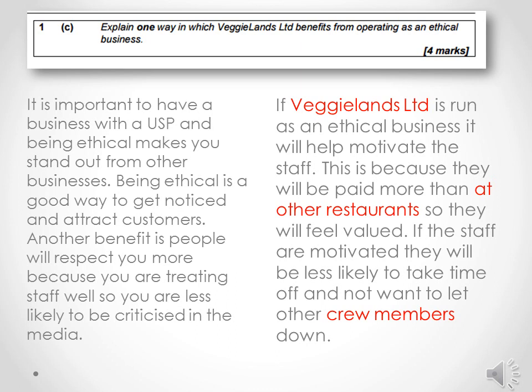Within the case study, staff are referred to as crew members. So by doing 3 simple things, naming the restaurant, highlighting the fact that the industry it's working in are restaurants, and then using something like crew members as opposed to employees, it is linking, it's explaining it in relation to Veggie Land. The one on the left you could apply to any business. The one on the right, by doing a few key things, is clearly linking to Veggie Land. It's going to get 4 marks out of 4.